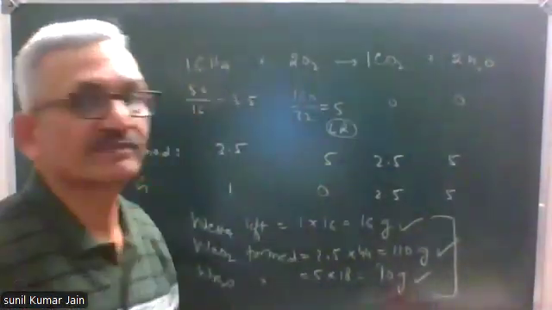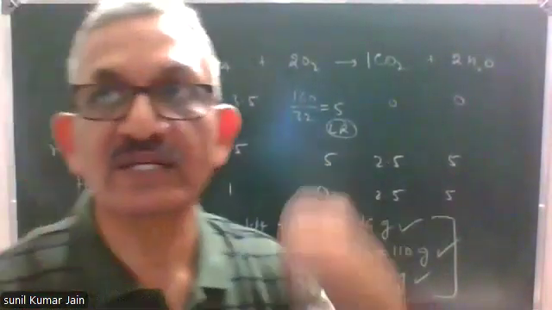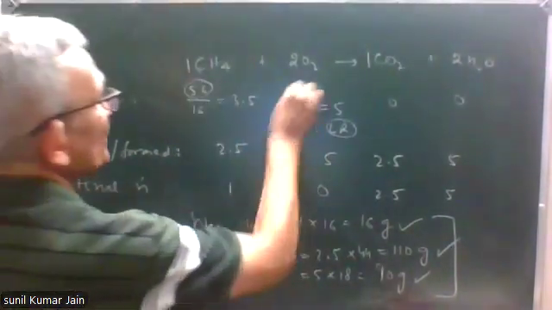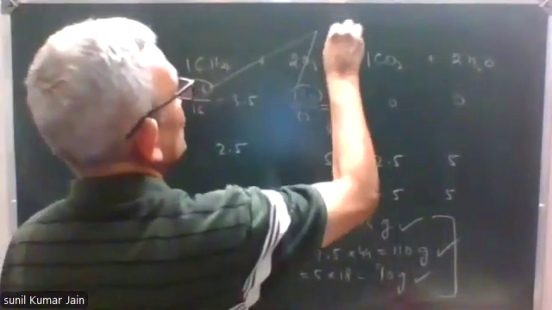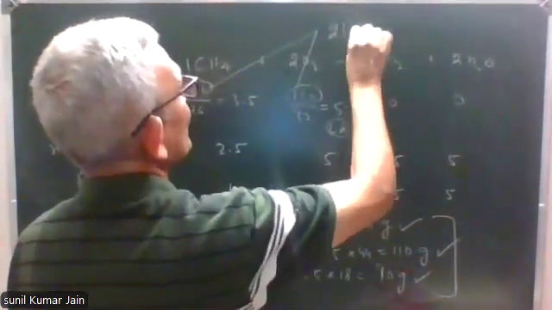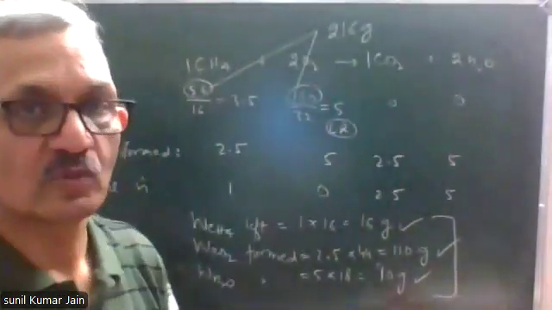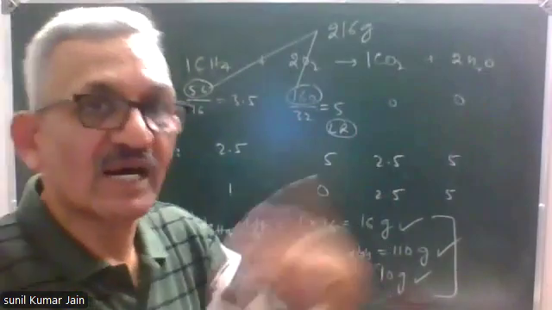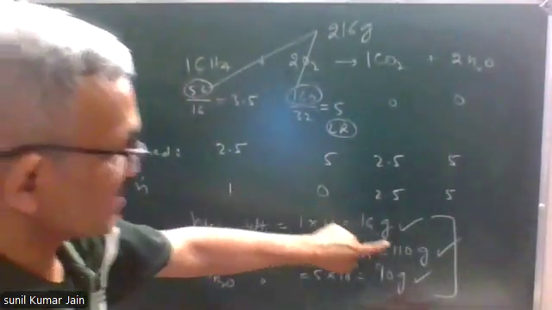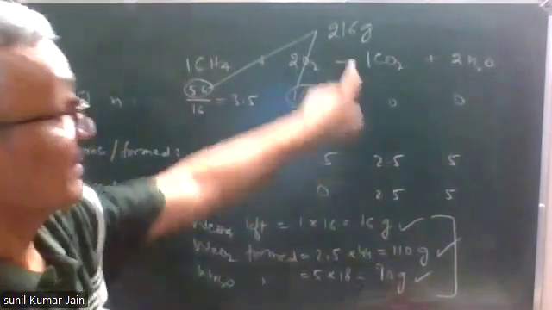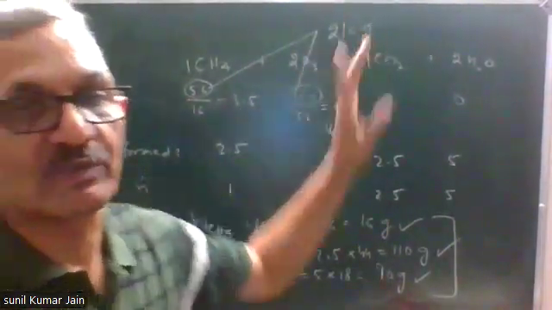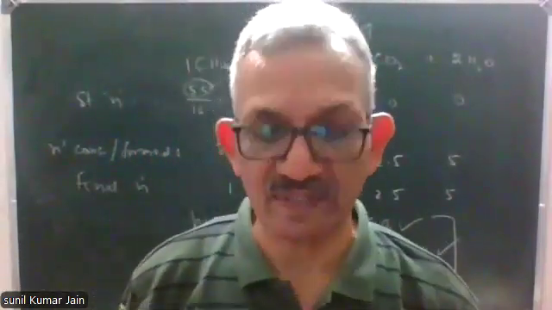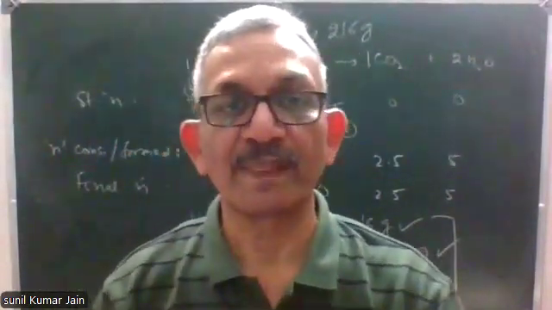These are 3 answers. Let us check whether our answer is correct or not. We started with this plus this. How much? 216 grams. 216 grams was the total mass of reactants. After the reaction, if you add this plus this plus this, that is also 216. It means according to the law of conservation of matter, these answers are correct.